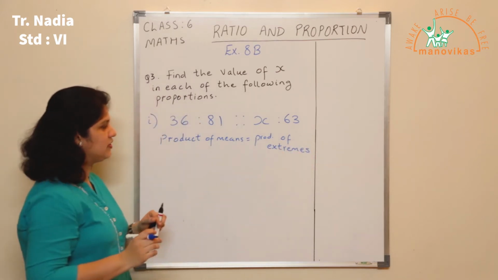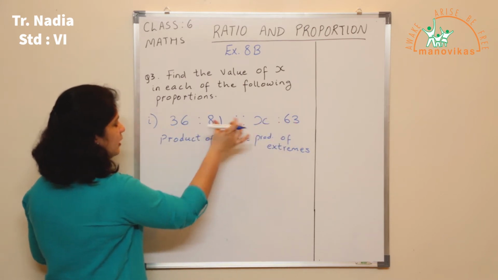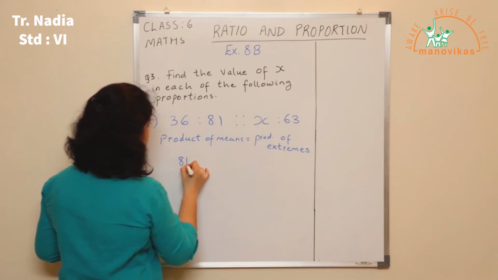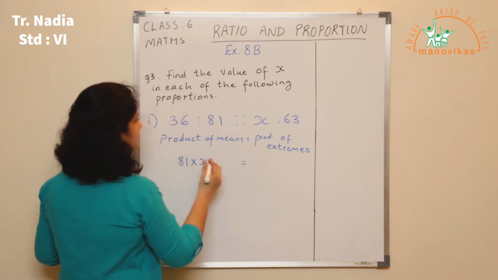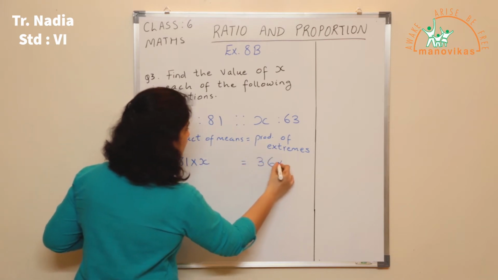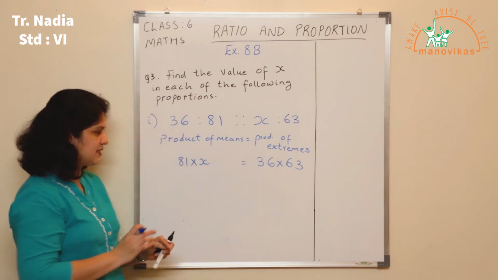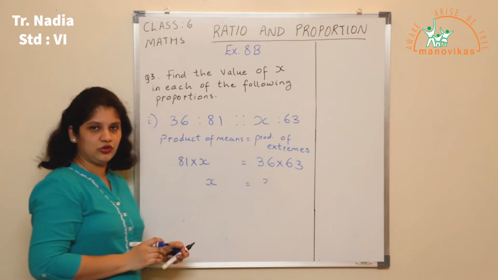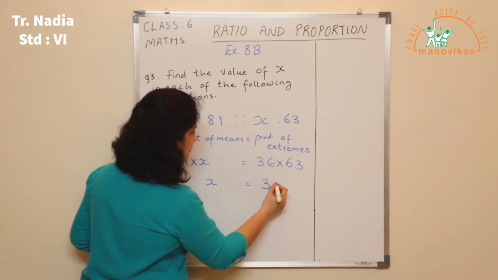Now let us see which are the means. I hope you remember which are the means and which are extremes. The outermost ones are extremes, the inner ones are means. So means are 81 and x. So 81 multiplied by x is equal to 36 multiplied by 63. Okay, these are the means, these are the extremes. Now to find the value of x, I have told you before also, when you are going to find the value of the unknown, keep the unknown alone on that side of the equation.